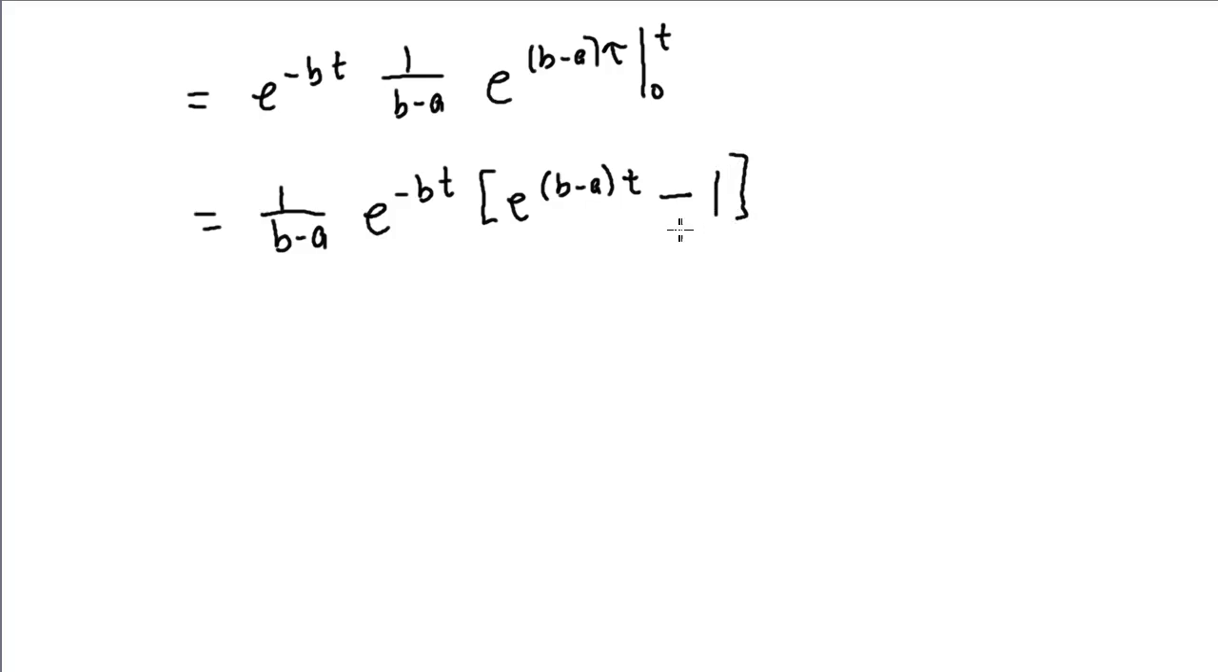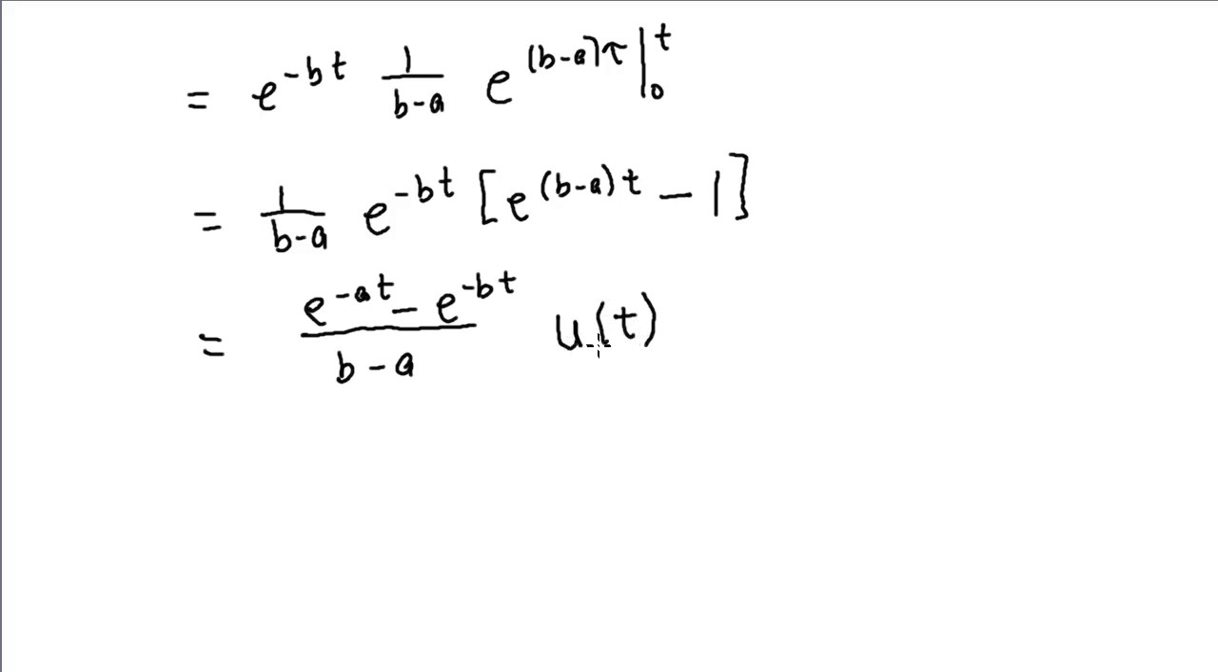Okay. I can write this in a slightly simpler form if I multiply the e to the minus bt term through. Here I've got a plus bt, so that will cancel. And this simplifies to the form e to the minus at minus e to the minus bt over b minus a. And again, this result is valid only for t greater than 0, so I can incorporate that by just multiplying by u of t, because this will be equal to 1 for t greater than 0, and it's 0 for t less than 0.